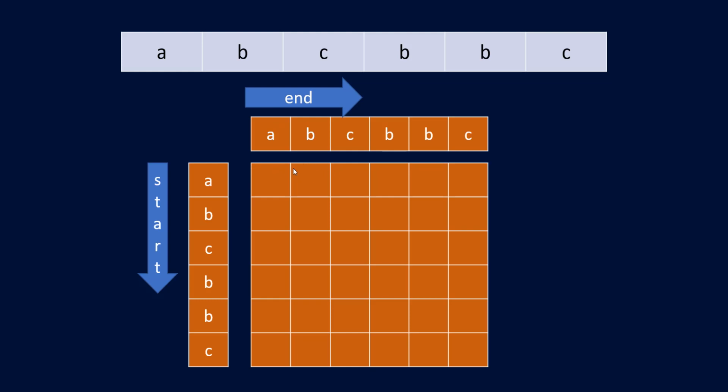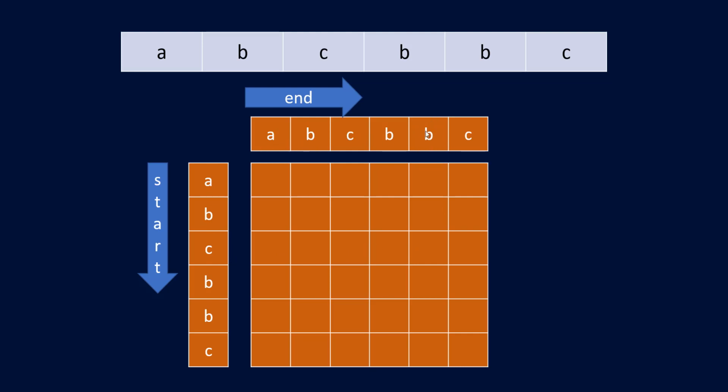If you go to this particular box, then that would be the string starting with letter A and ending with letter B. So this is the 0th index, this is the first index, so it starts from the 0th index and ends at the first index. If you see this C and this B, it would be starting at the second index and ending at the 4th index.